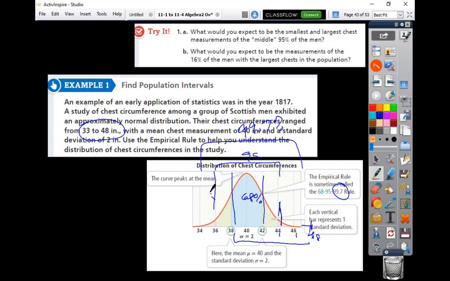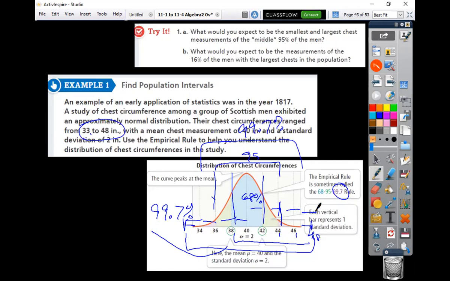So let's see, if we already figured on the last screen that below, what percent, because we're supposed to be answering 33 to 48. Well, 33, I don't have 33. Oh, 33 is out here again as well. So 33 to 48, that's my 99.7%, because it goes out 1, 2, 3, actually that's 4 standard deviations, which the range is from a mean measurement of 40, standard deviation is 2 inches.